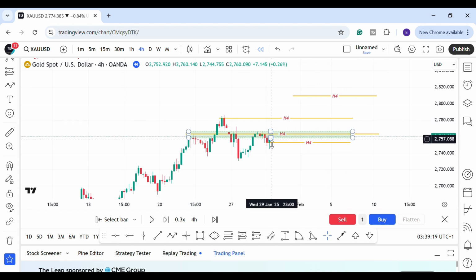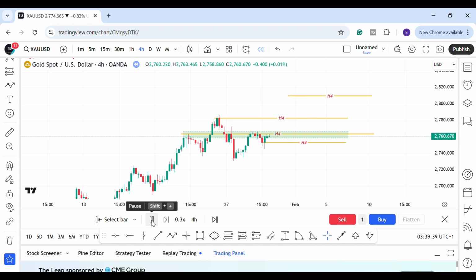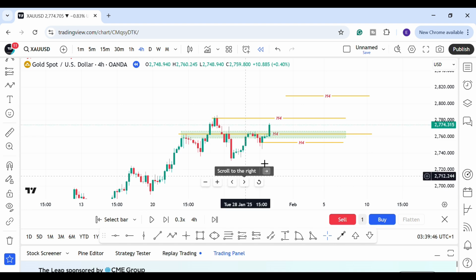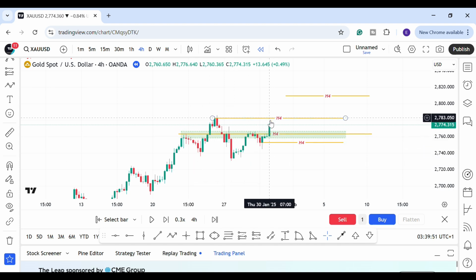And see, price is about to break this one. Let's see: price might get here and pull back, or break and get to here and pull back, or break above the two. Let's press play. You see how price is reacting within that zone, one, two, you see the reaction, but it finally broke above the zone. And let's continue.